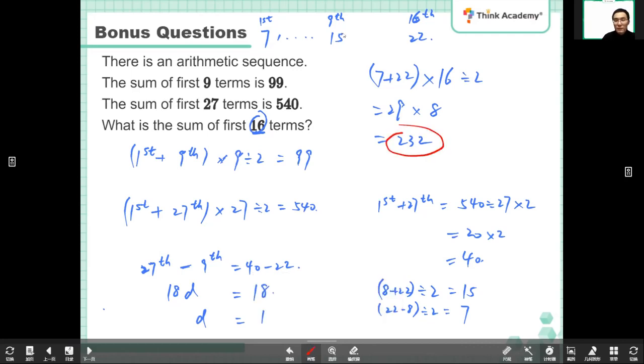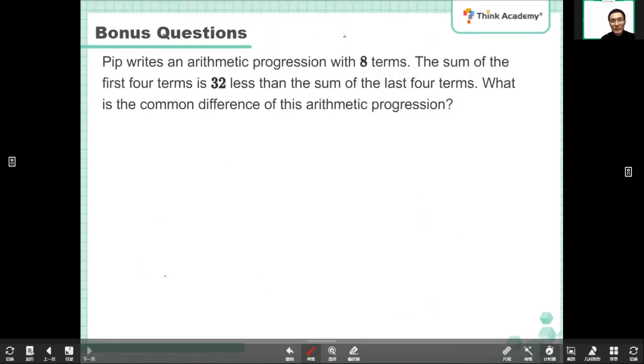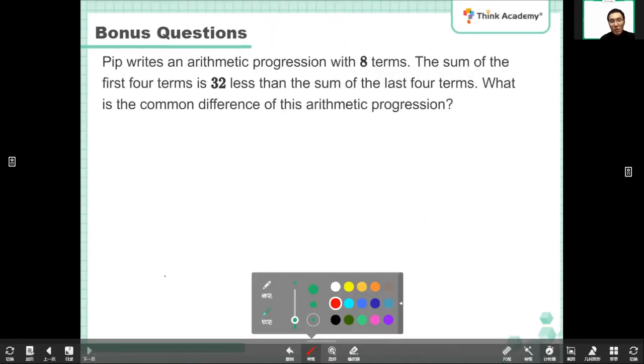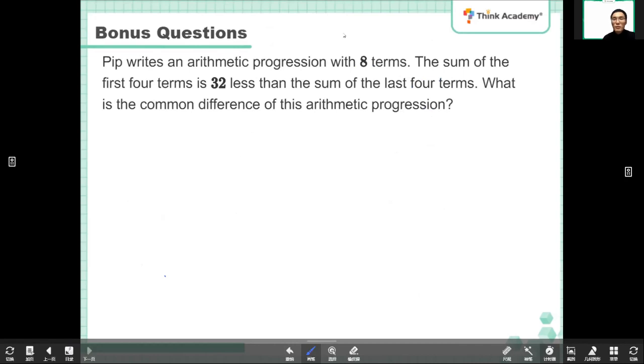Okay, let's move on to the last question for tonight. Pip draws an arithmetic progression with 8 terms. The sum of the first 4 terms is 32 less than the sum of the last 4 terms. What is the common difference of this arithmetic progression?